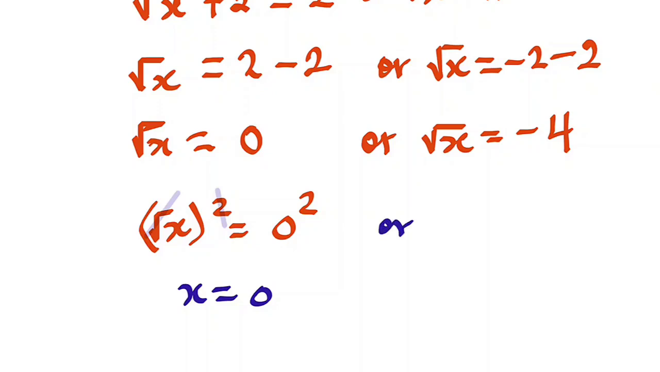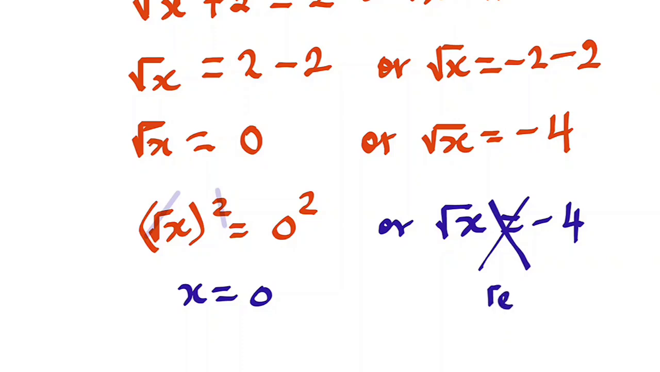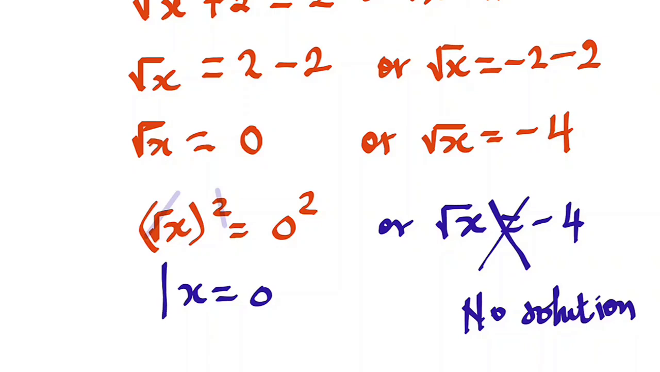Now here, √x = −4. We cannot have a solution here. The reason is that the square root of a positive number cannot give us a negative number. So that's the reason why we cannot use this. We're going to reject this, I mean, no solution here. Understood? So for the 0, we only have 0 to be the only solution we have.